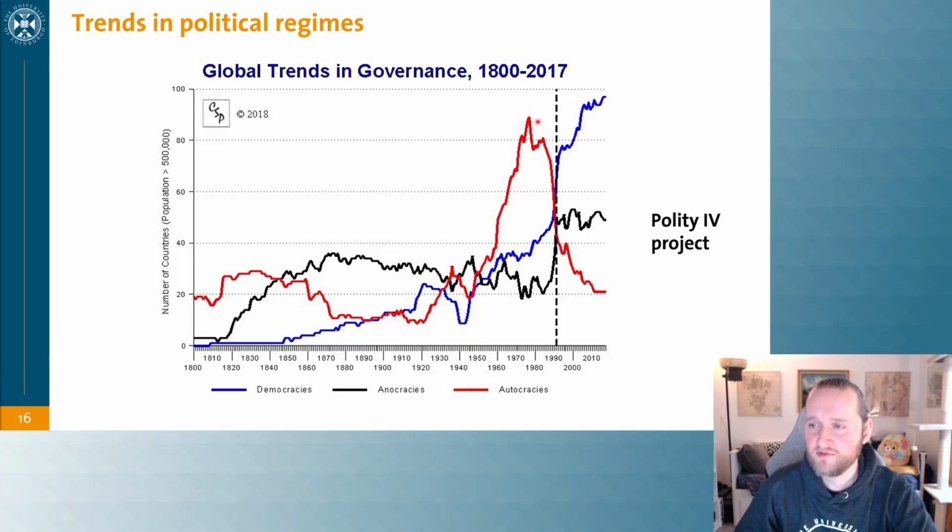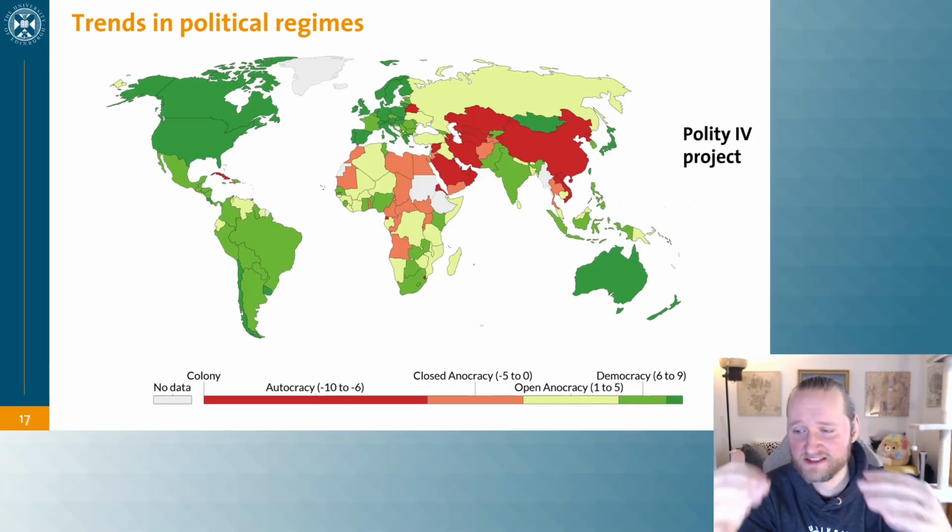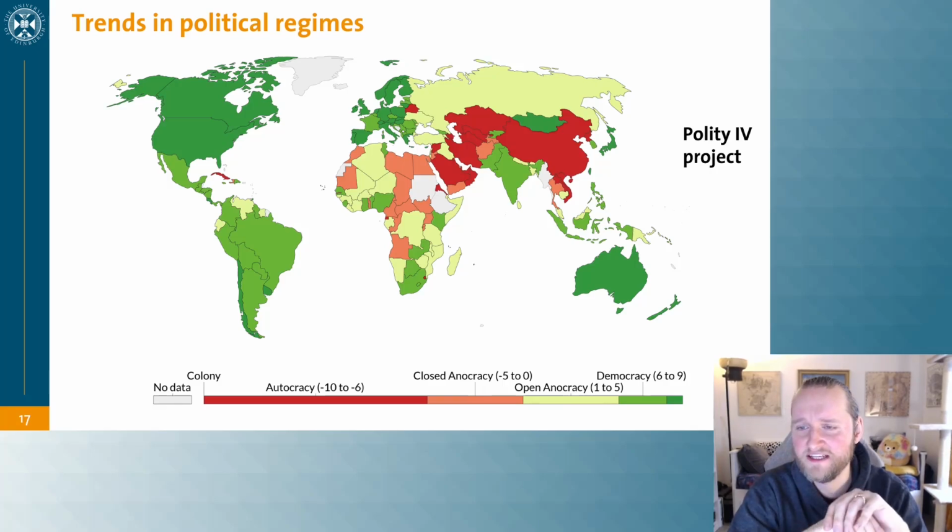We then had most of the world being autocratic systems all the way till the 1990s, and ever since then we see a sharp rise in the number of democratic systems over time and a drop off in the autocracies. Geographically speaking, that is where we are today. So this is a snapshot. I believe this is 2018 data.